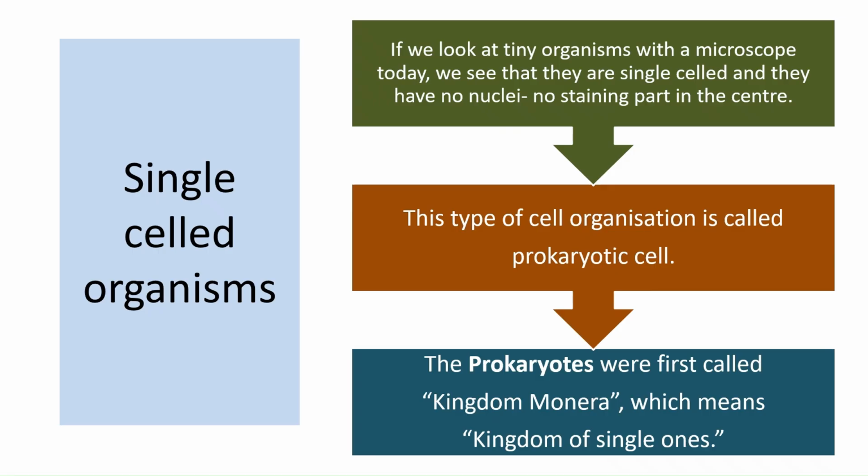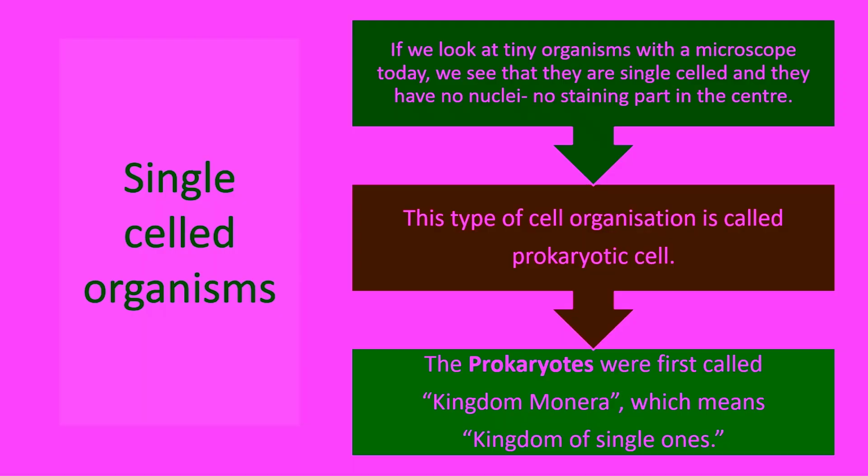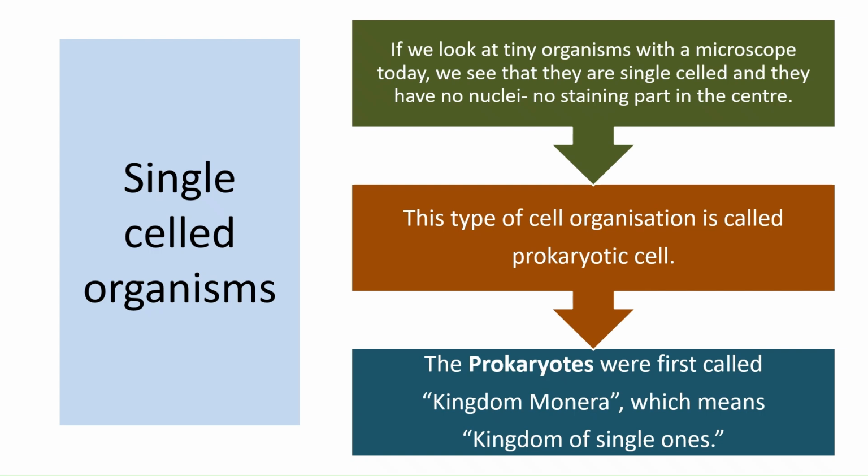If we look at tiny organisms with a microscope today, we see that they are single celled and they have no nuclei, that is, no staining part in the center. This type of cell organization is called prokaryotic cell. The prokaryotes were first called kingdom Monera, which means kingdom of single ones.